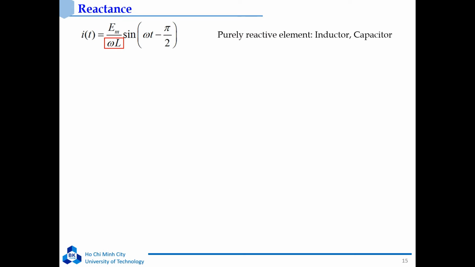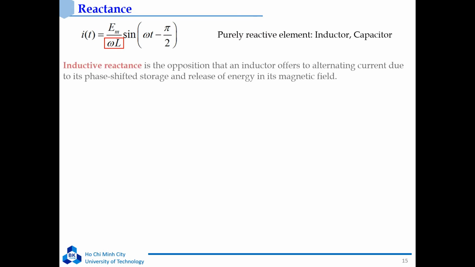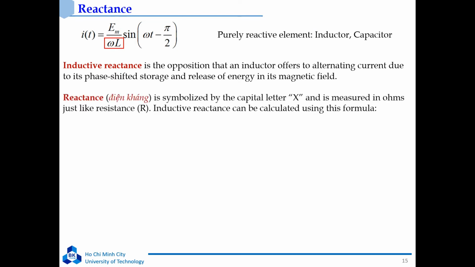Now I will introduce a new terminology, reactance. Reactance is the opposition that an inductor or capacitor offers to AC due to its phase-shifting storage and release of energy in its magnetic or electric fields. Reactance is symbolized by capital letter X and is measured in ohms, just like resistance. The reactance of an inductor can be calculated by using this formula: X_L equals 2 pi f L.